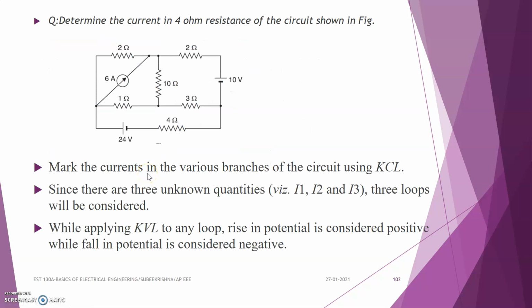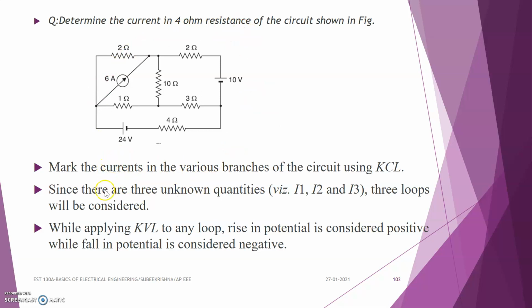Okay, consider the second question. Determine the current in the 4 ohm resistance of the circuit which is shown in the figure. Here we have to find out what is the value of current which is flowing through this 4 ohm resistor. So the circuit consists of a 2 ohm resistor here, 2 ohm here, a 10 volt battery, a 6 ampere current source, 1 ohm resistance, and 10 ohm resistance, and here also a voltage source of 24 volt. So these are the components of the circuit.